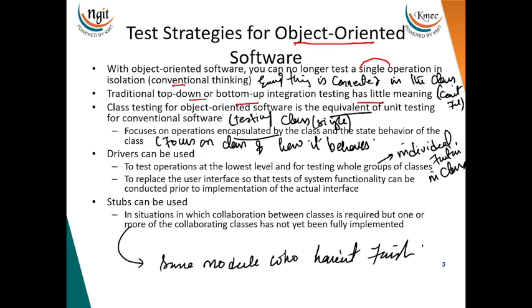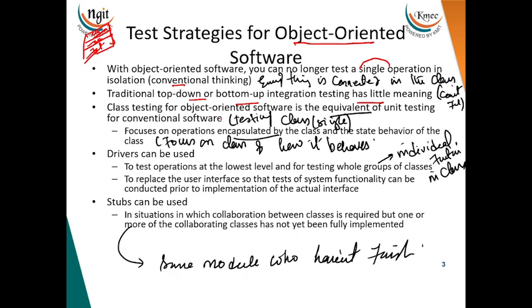If you have a class like this, there is a class name, then there are attributes, then there are functions. These are all related to each other. So we cannot do it with a top-down or bottom-up approach. Everything is related to it.